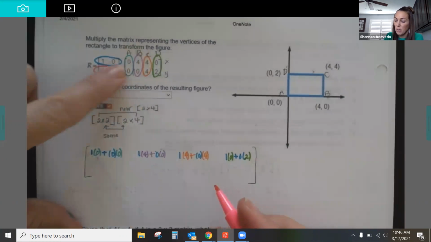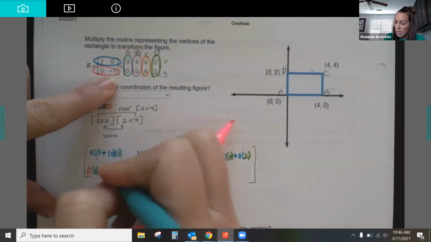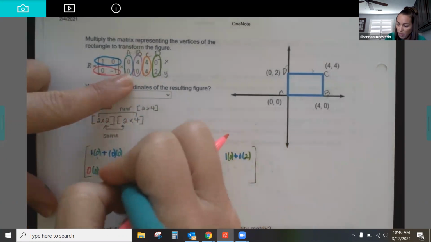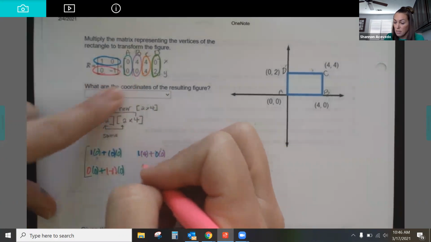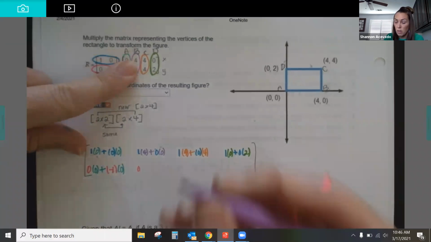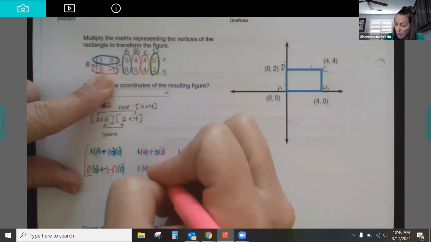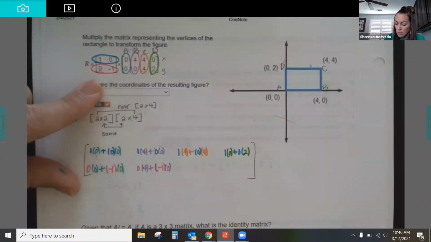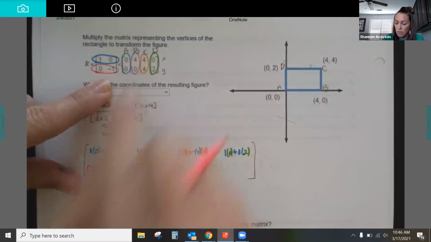So this is going to be 0 times my 0 there, plus -1 times my 0. My next one is going to be same row, next column. So it's going to be 0 times my 4 plus -1 times my 0. Then the next one, same thing, same row, it's going to be 0. And now we move to the next column.